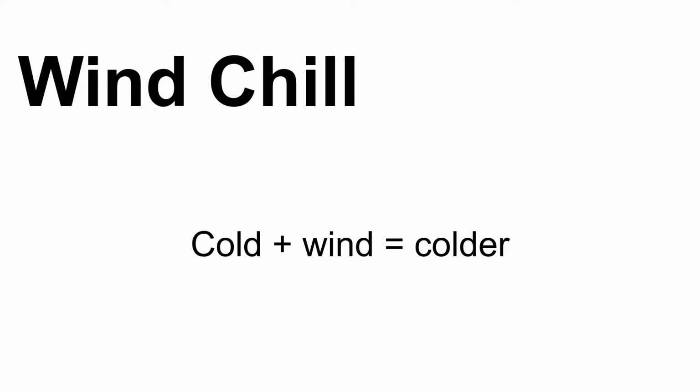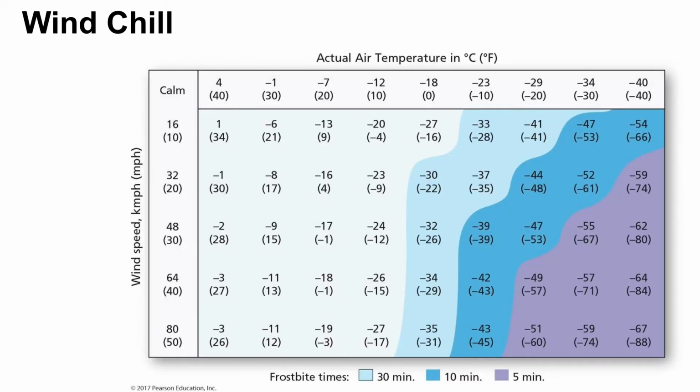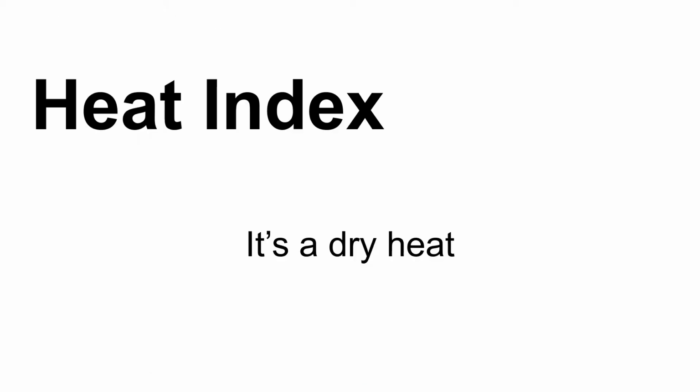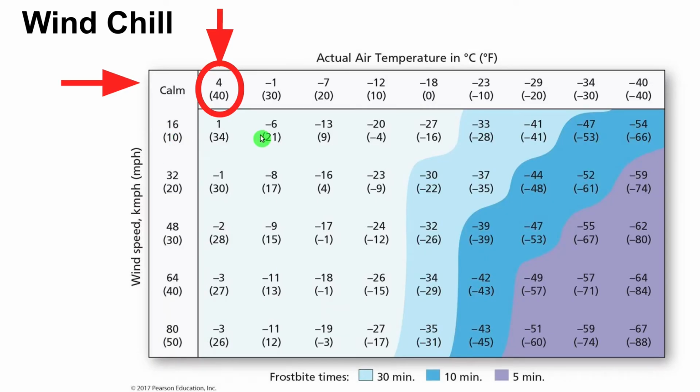Wind chill, if it's cold and it's windy, you'll feel colder than if it was just cold with no wind. And you use the wind chill chart. On the wind chill chart, in the columns, there's the air temperature with Celsius on top. So this would be 4 degrees Celsius. This would be 40 degrees Fahrenheit. And along the side, the rows indicate wind speed. So 32 kilometers, 20 miles an hour, 48 kilometers.